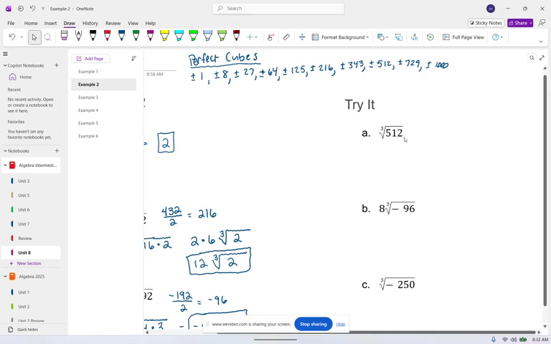So now I want you to go through and try these problems, see if you can come up with the factors of these numbers that are perfect cubes.